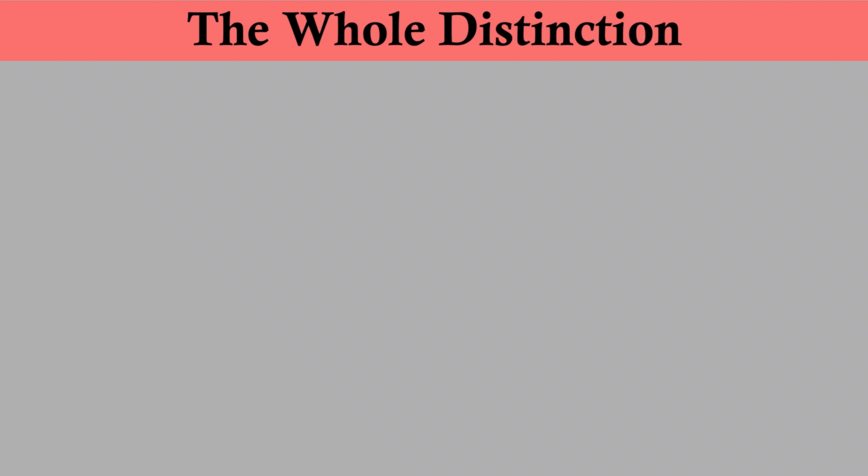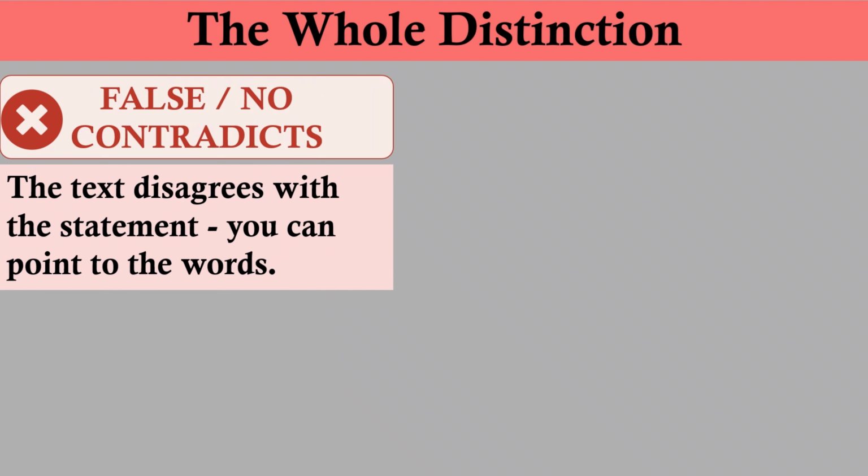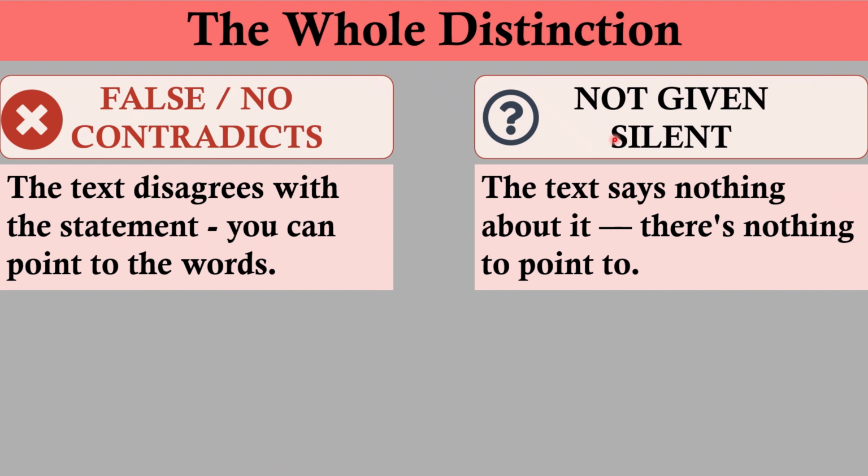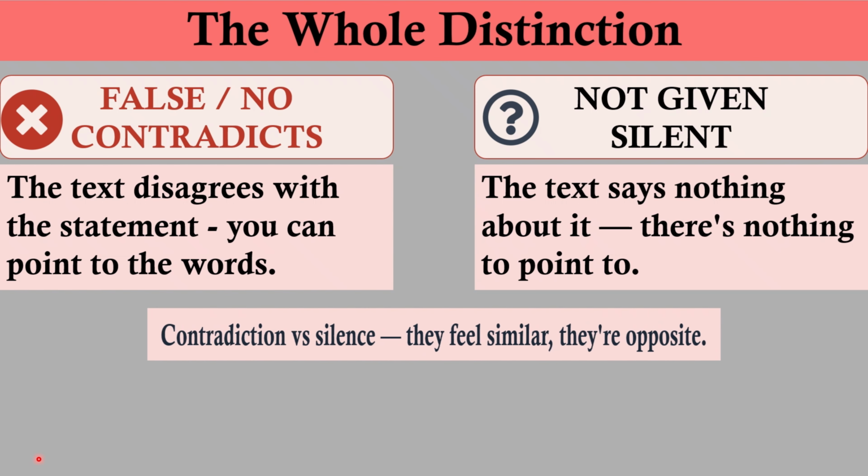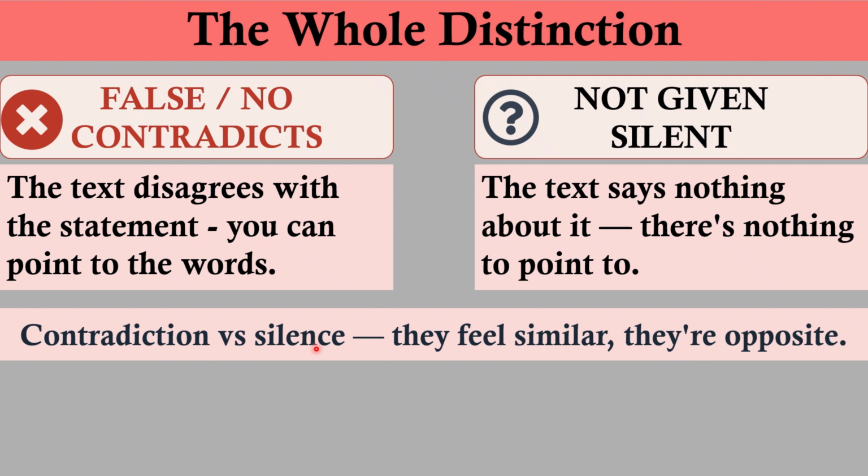Here is the whole distinction in a nutshell. False or no means the text flatly contradicts the statement, and you can physically point to the exact words that disagree. Not given means the text is totally silent. There is simply nothing there to either confirm or contradict it. Contradiction on one side, silence on the other. They feel similar, but they are opposite.